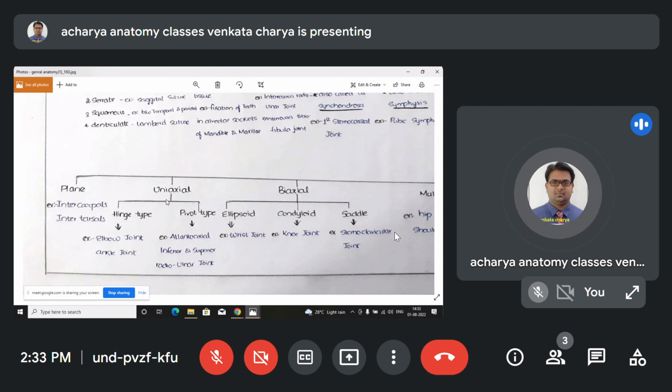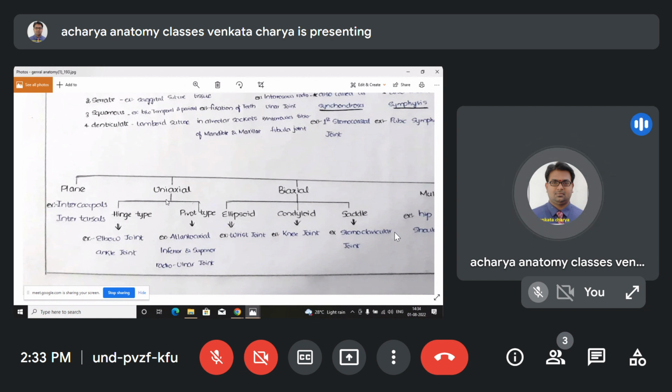Whenever you pass the transverse axis, it produces flexion and extension. Are you getting? Yes. Flexion and extension by the transverse axis. Then whenever we pass the vertical axis, it produces medial rotation and lateral rotation. So medial and lateral rotation by the vertical axis, adduction and abduction by the anterior-posterior axis, then flexion and extension by the transverse axis.